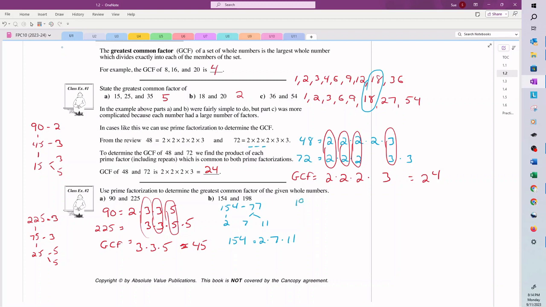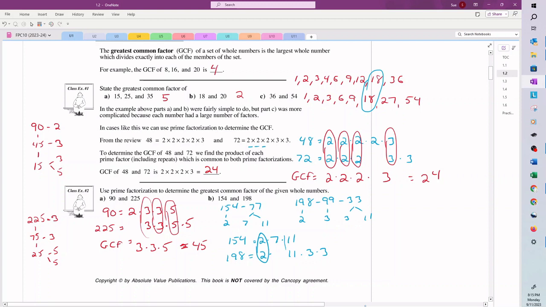And then 198, if I divide that by 2, that's 99, which is 3 times 33, which is 3 times 3 times 11. So I get 198 equals 2 times, I don't have a 7, but I have an 11, and then I have 2 3s. And okay, they're not in the correct order, but that's not the end of the world as long as I've lined up everything that I can. So I've got a 2 is common and the 11 is common, so my greatest common factor is going to be 2 times 11, which is 22. So 22 is my greatest common factor of those two numbers.